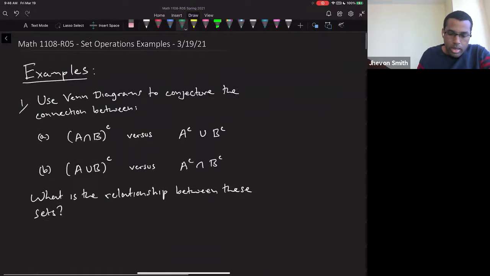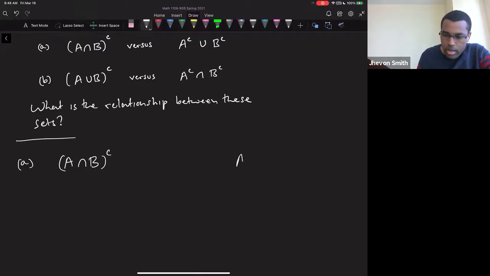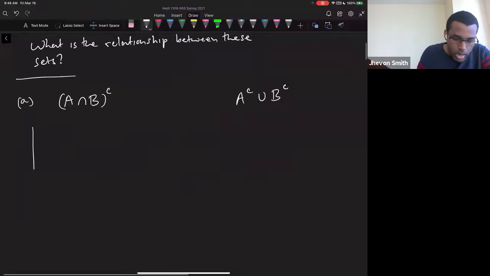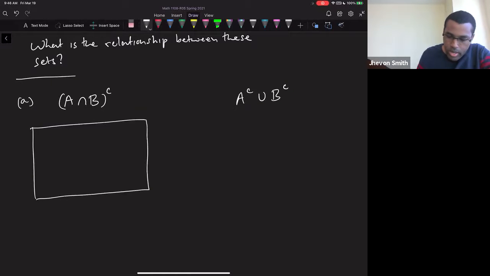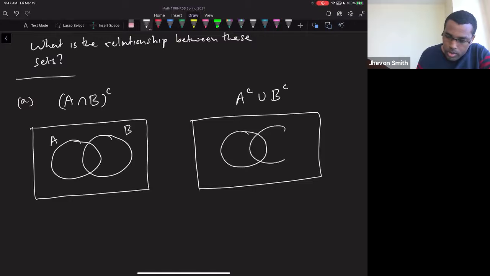All right, let's jump into it. A intersects B complement, and let's compare that to A complement union B complement. The question asks us to compare these via Venn diagrams. So let's actually do that. Draw it with overlaps, because I really don't know what the answer is going to look like at this point. So I draw with overlaps.